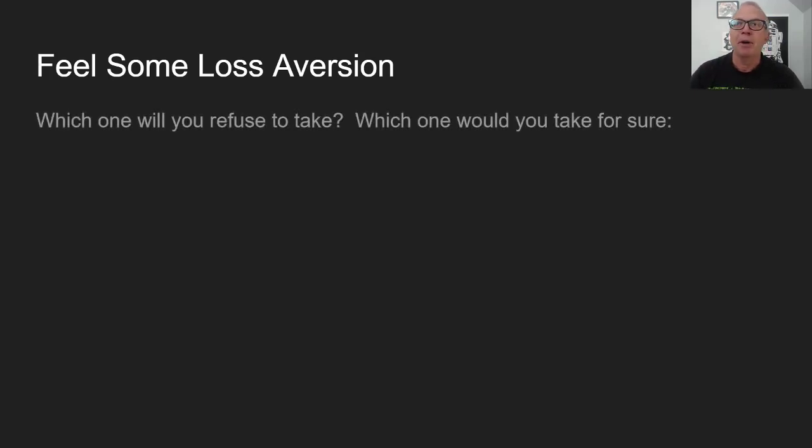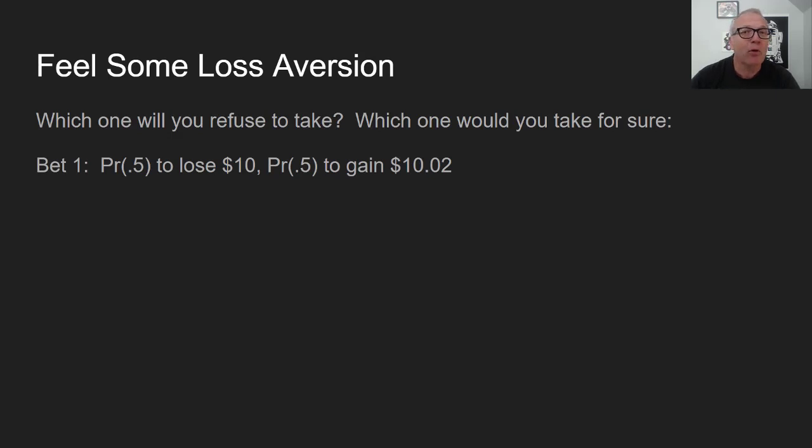Here's another example that's designed to get you to feel the aversion to losses. So how about I'm gonna give you a series of gambles, and we'll ask, when would you jump off? When will you bite? When will you go for the prospect I'm giving you? So suppose we flip a coin, and if it's heads, then you've got to give me $10, and if it's tails, I'll give you $10.02. Would you take that bet?